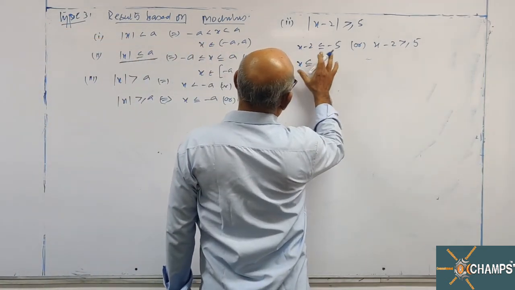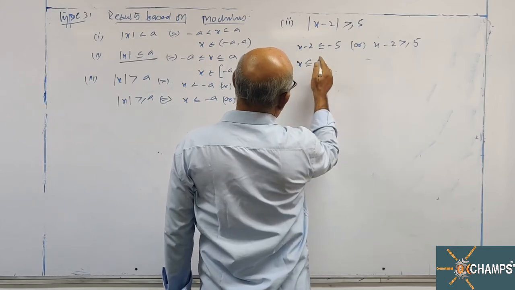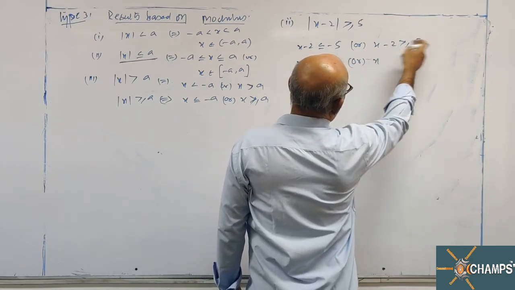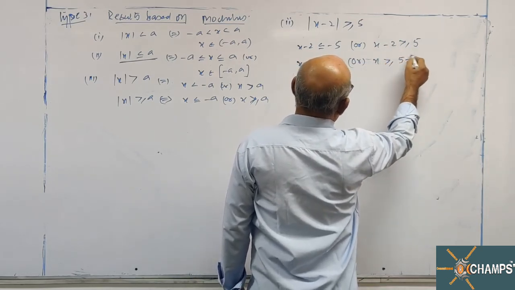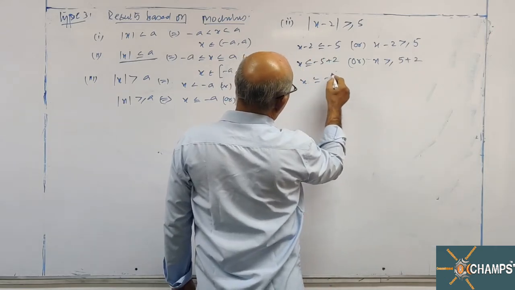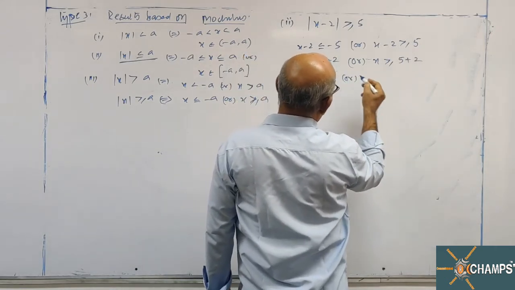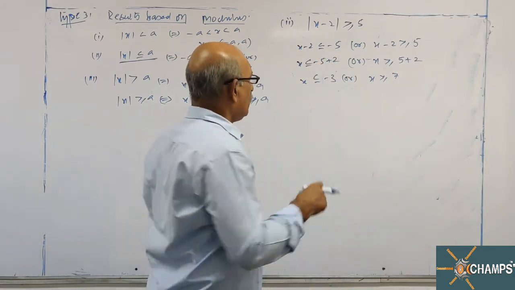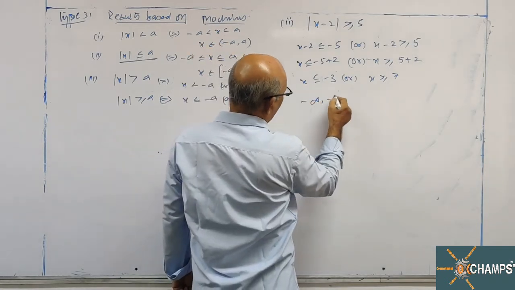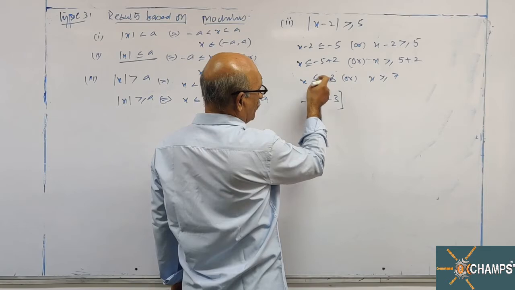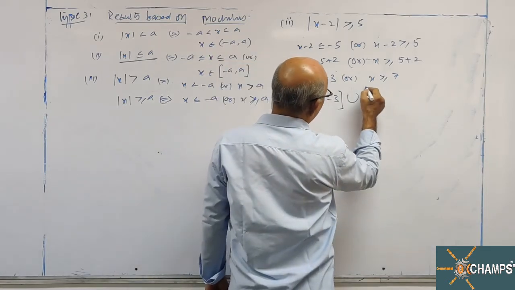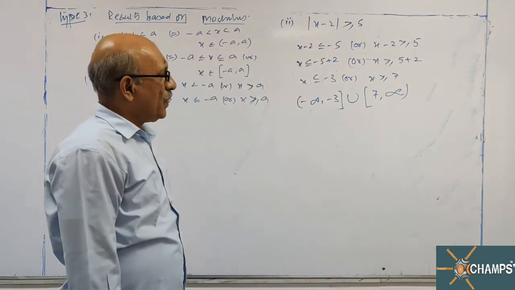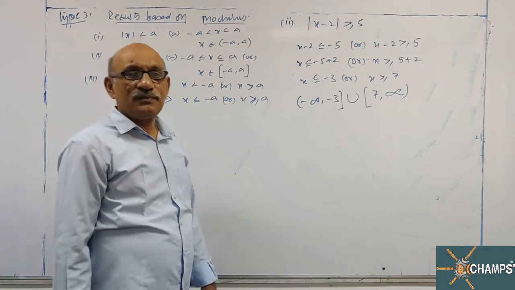Taking minus 2 to the other side, x is less than or equal to minus 5 plus 2, or when I take 2 to the other side, x is greater than or equal to 5 plus 2. So x is less than or equal to minus 3, or x is greater than or equal to 7. Or means union, you have to write. Minus infinity to minus 3, and minus 3 is included because the equal to sign is there. Union, 7 is included, infinity is not included. So this is the solution to the given problem.